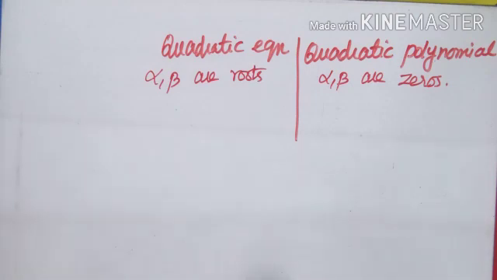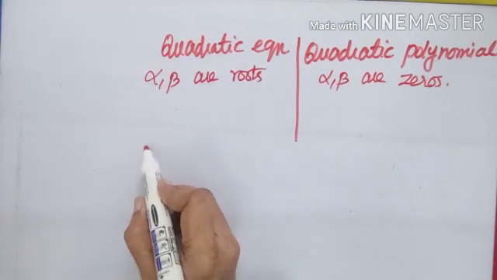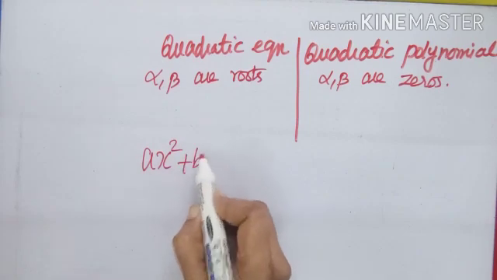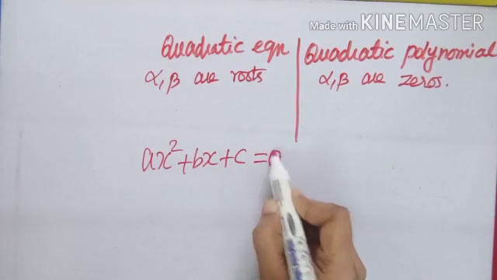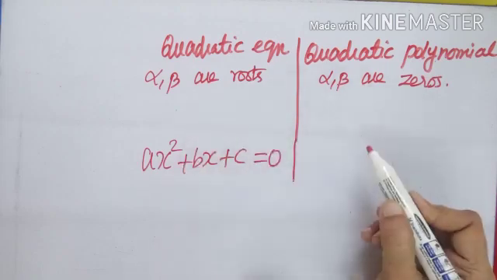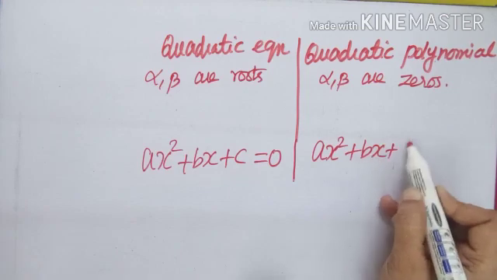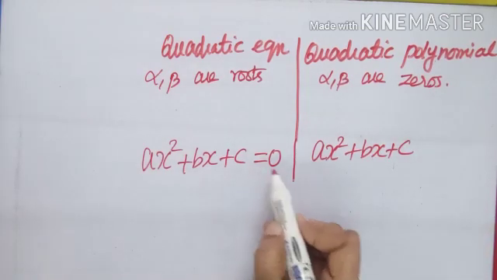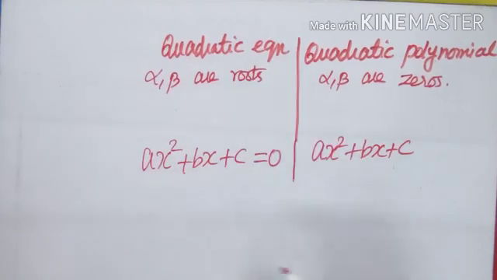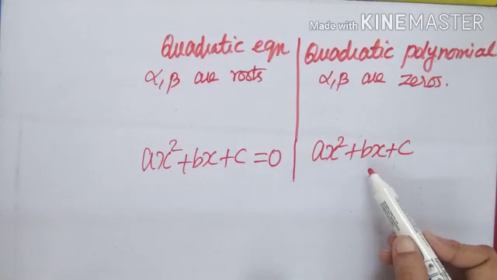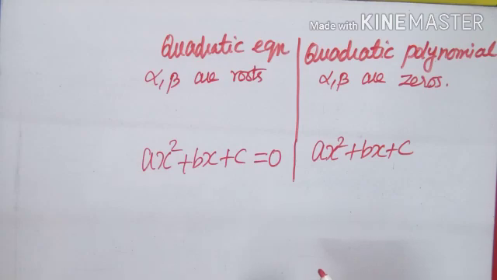Good morning, children. In today's class we are going to recall the quadratic equation that you had studied in standard 10. Now, how will a quadratic equation look? ax square plus bx plus c equal to 0. A quadratic polynomial is ax square plus bx plus c. If I put it equal to 0, I call it a quadratic equation. If I simply write ax square plus bx plus c, it's a quadratic polynomial.